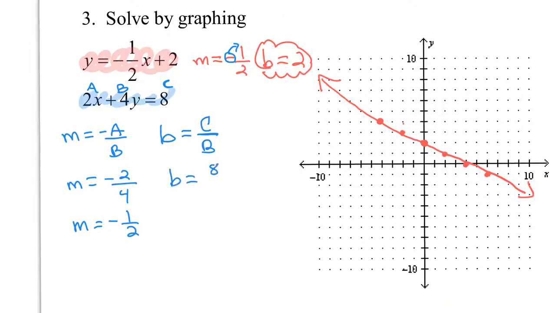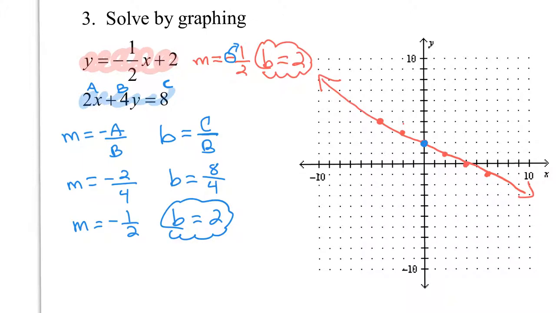C is 8 and b is 4. And you guys can simplify. 8 divided by 4 is 2. So now you guys graph the line. So my y-intercept is 2. I go up 2 from the origin right here. Okay, so the blue point is on top of the red one.